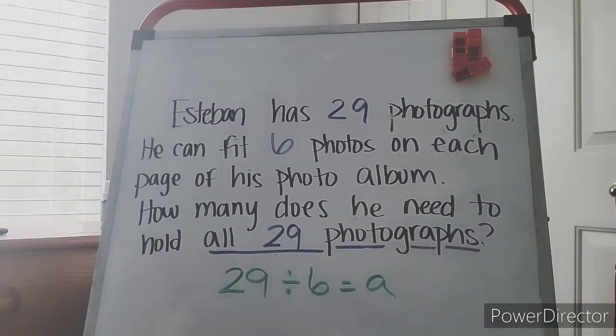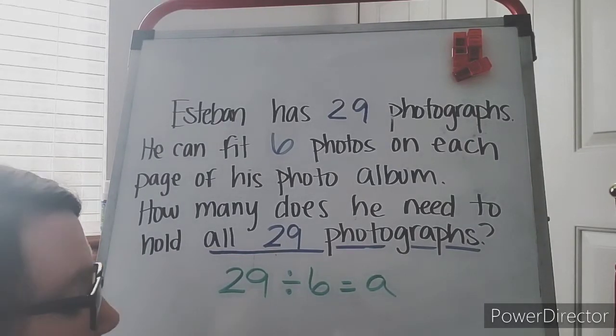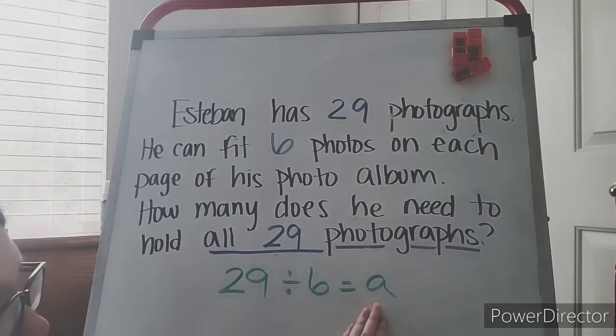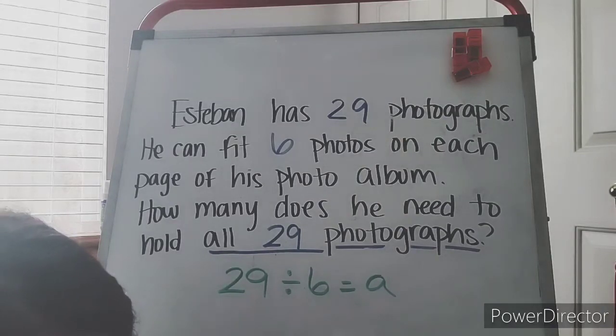Well, first things first, we have to write our number problem. So what's our number model? Well, we know that 29 photos needs to be divided into 6 to get how many pages. So 29 divided by 6 equals how many pages he's going to need to fit all 29 of his photographs, which I put an A here because that's our unknown. We don't know that yet. So we need to solve this, right?